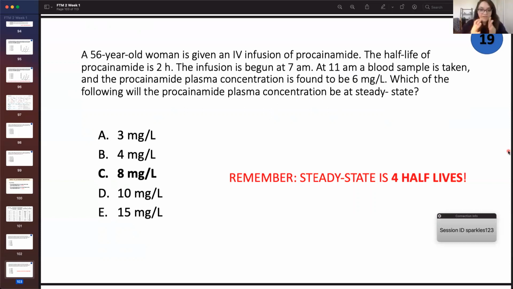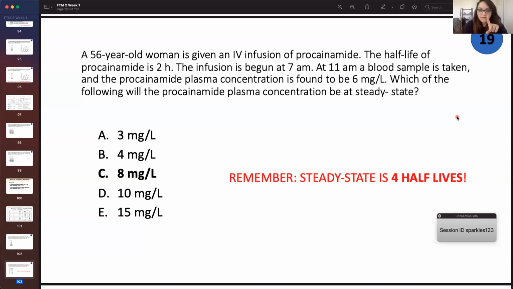So I have 75. I want to get to steady state, so I want to know what 100 is. So you pretty much just set it up as cross multiplication. 6 over 75 times 100 is going to give you what 100% should be. So when you do that, you'll get 8 milligrams as your 100%. So you're pretty much solving for the total. Does that make sense?